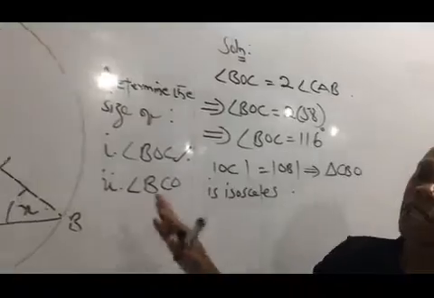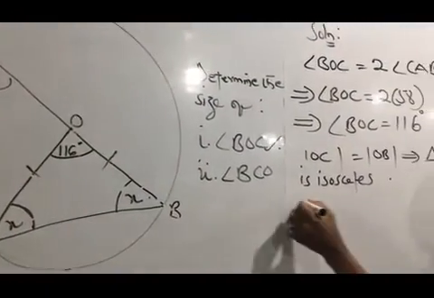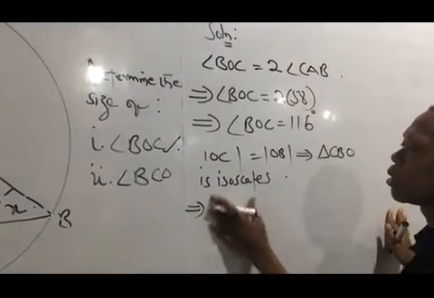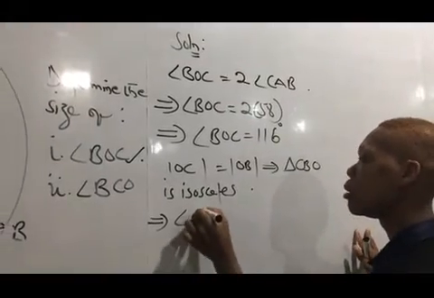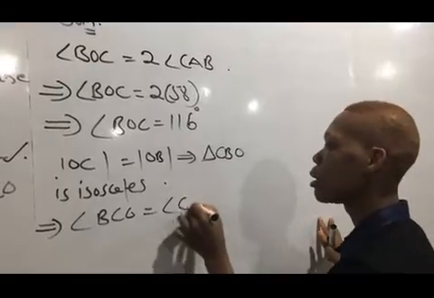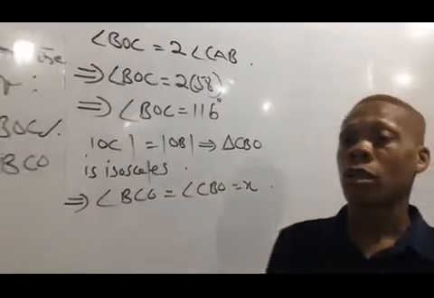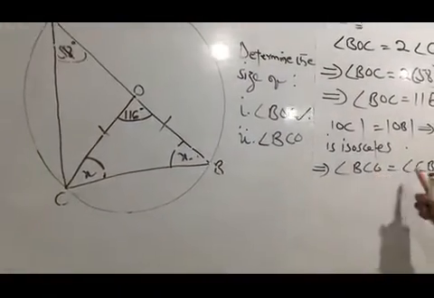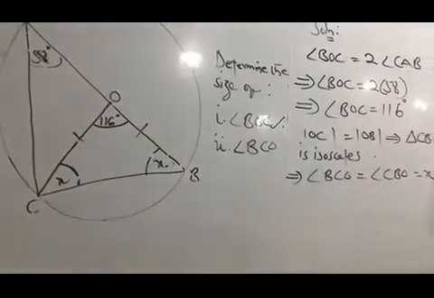So if it is an isosceles triangle, then it means that the base angles are equal. So I'll say this implies angle BCO equals angle CBO, and is equal to X. So you realize we are using X for those angles. That is why I say this angle equals that and is equal to X. So these two angles are the same, X, X.